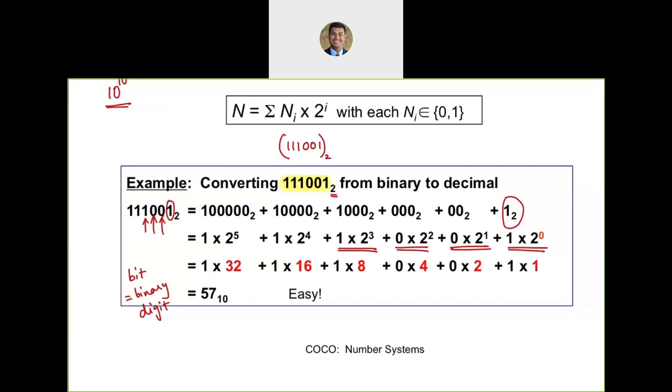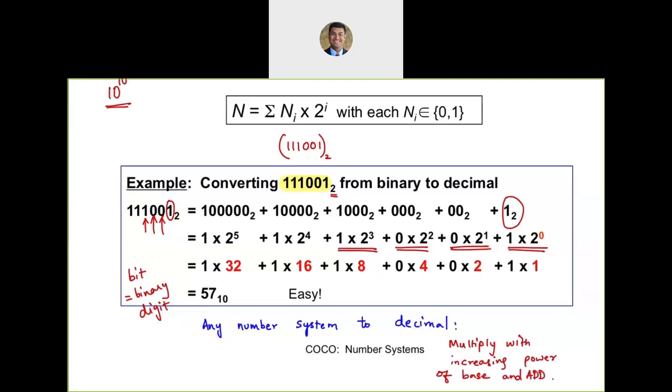So if you want to convert from any number system to decimal number system, all you have to do is multiply with increasing powers of the base. Let me write that down. Any number system to decimal, how do you do it? You multiply with increasing power of base and add. Whatever you multiply, you just add all those individual results. That's how you convert any number system to decimal.